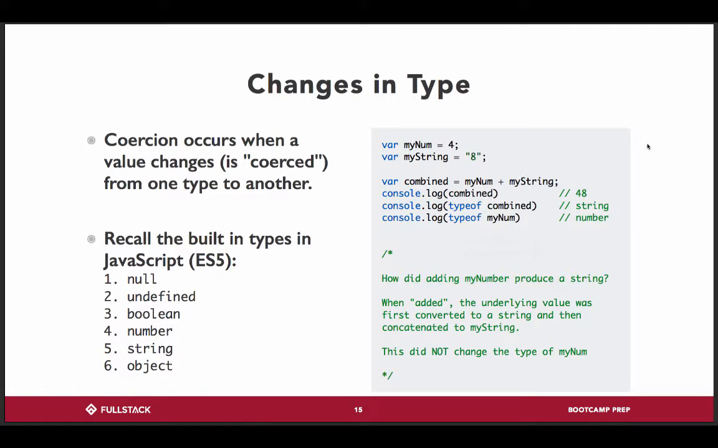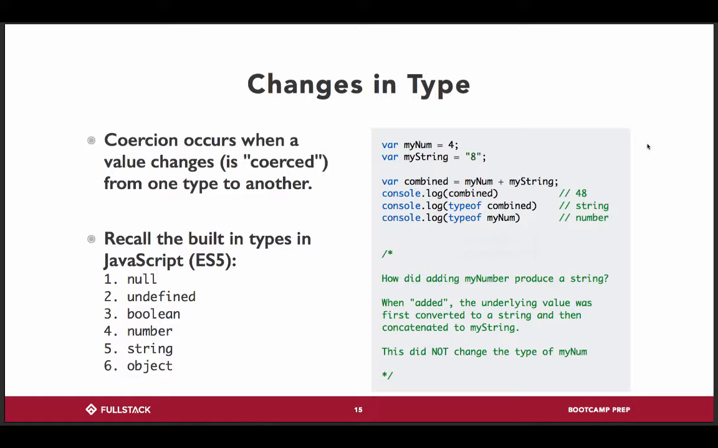And then there's different ways to change the type of something. Just because it started as a number doesn't mean it will be a number forever in your code. You might change it to a string. Some ways to do that is through coercion.